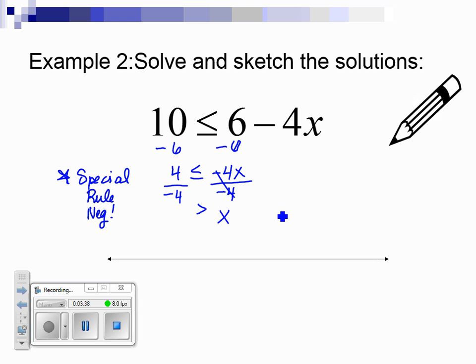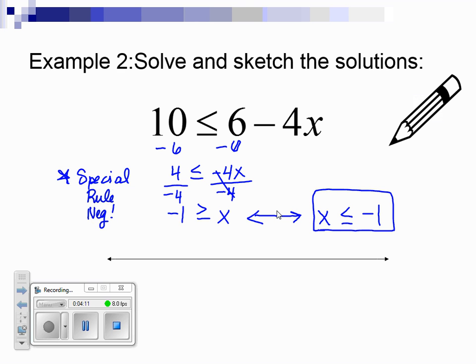So this says negative 1 is greater than or equal to x. If you want to change this around so it makes more sense to you, you can flip the whole inequality. I put the x on the left-hand side and then flip my inequality, so these two things mean the same thing. Negative 1 is greater than or equal to x is the same thing as x is less than or equal to negative 1. I like this better because it's easier for me to read.